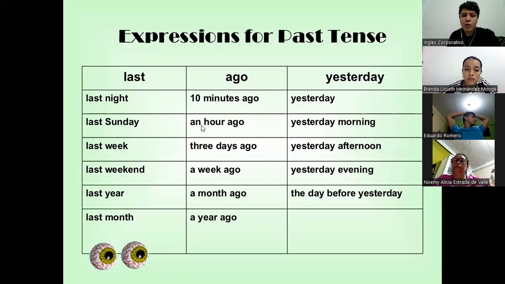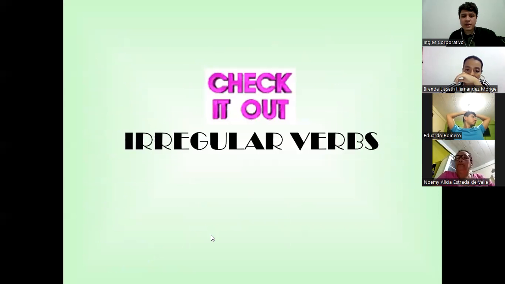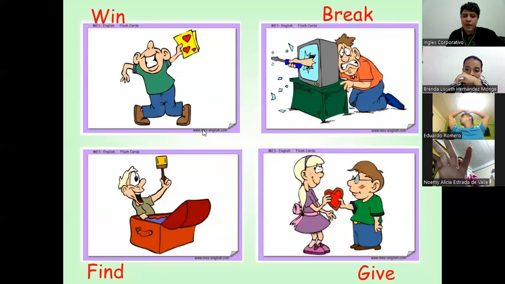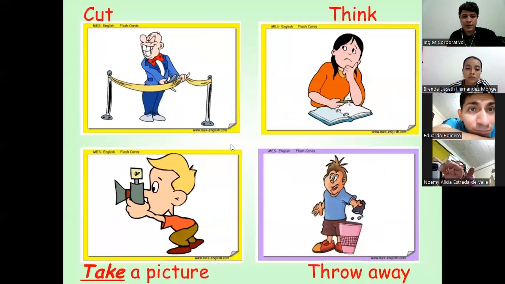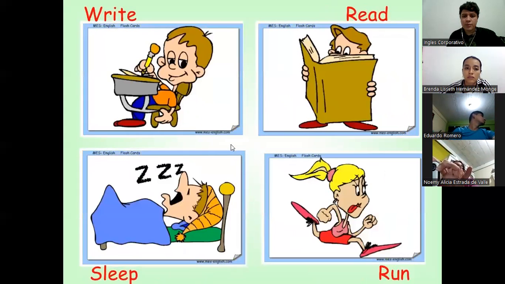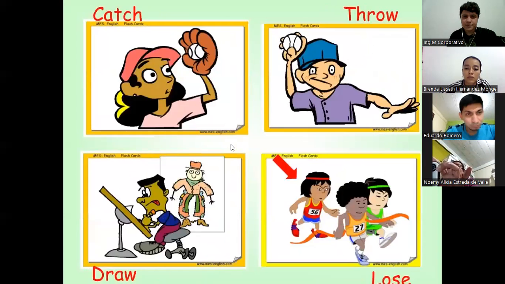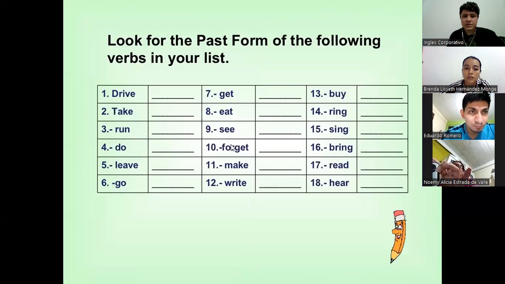I worked an hour ago. I studied a week ago. You see? Like this one. So now, guys, remember, regulars, you add ed. Now we have irregular verbs, okay? We have these ones that are irregular. First, these are in present: win, break, find, give, cut, take. These are verbs in present.